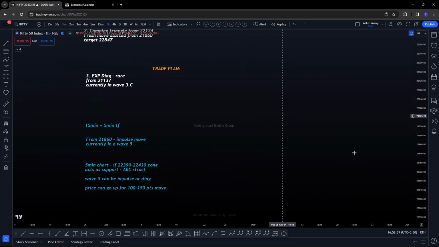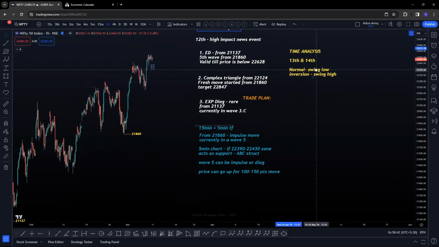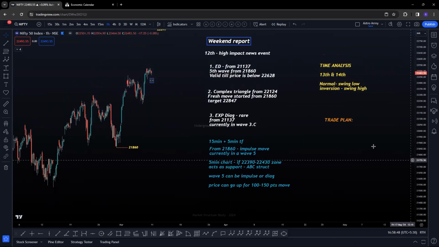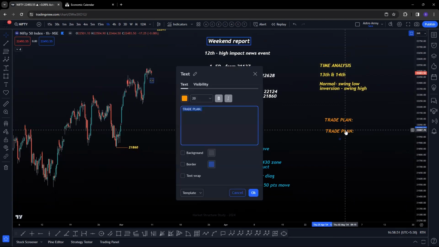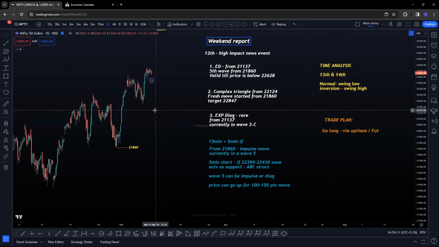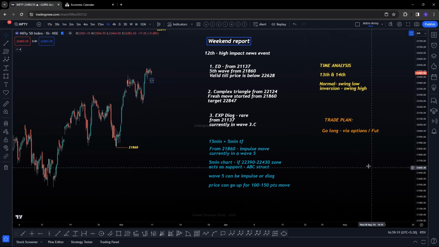Now the trade plan. What are you looking for? You're looking to go long if the setup confirms. Go long now with what? Via options or futures. Okay, there is no correct method of doing it. Remember this, there is no correct method of doing this. Some people like options buying, some people like futures, some people like options selling. It's up to you.